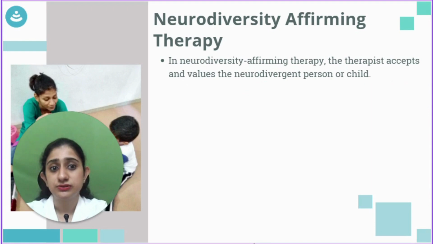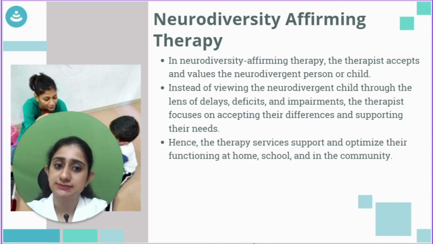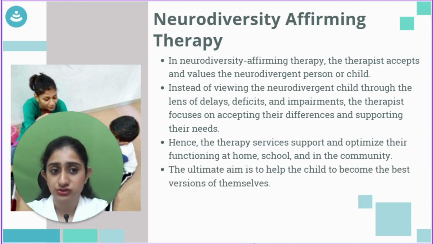Now, let's look at neurodiversity affirming therapy. In neurodiversity affirming therapy, the therapist accepts and values the neurodivergent person or child. Instead of viewing the neurodivergent child through the lens of delays, deficits, and impairments, the therapist focuses on accepting their differences and supporting their needs. Hence, the therapy services support and optimize their functioning at home, school, and in the community, and it puts less pressure on the child. The ultimate aim is to help the child to become the best version of themselves.